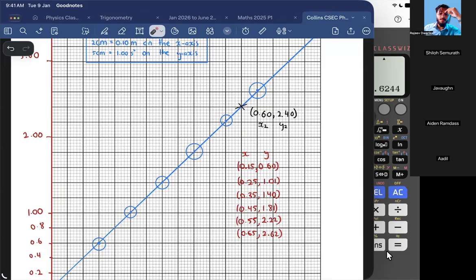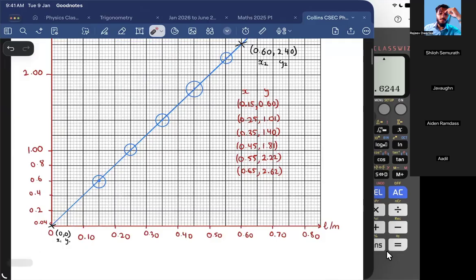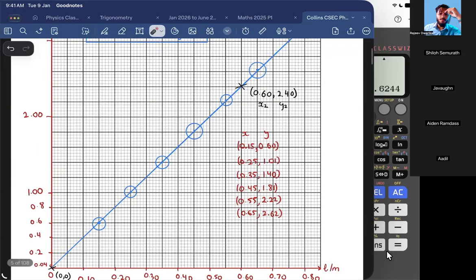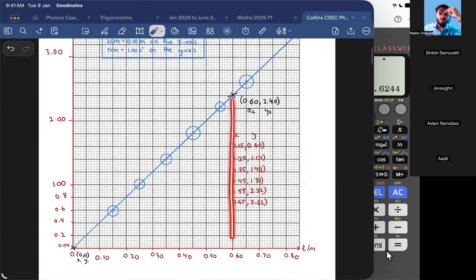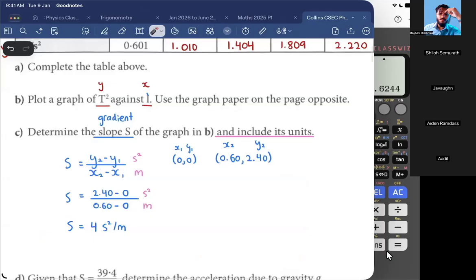For our graph of t squared versus L, the easiest point to pick is 0, 0. I have that point for sure. And then you're looking for another nice point. I see this point here. That's 0.60, 2.4, because 0.60 here and 2.40 over here. You understand? Right, so the first thing you want to do is put down the formula for gradient, and you have to be careful.